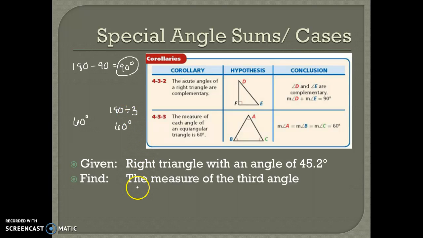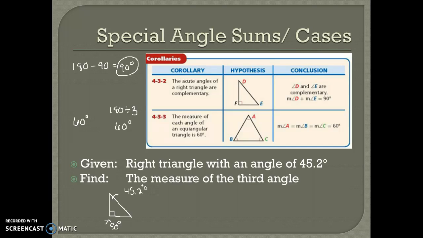We are given that we have a right triangle, so I can always sketch a picture. And remember, in geometry, it's always a good idea to sketch a picture. We have a right triangle, which means we know that this angle right here is already 90 degrees. We also know that one of the other angles, let's say it's the top angle, is 45.2 degrees. So the question is, find the measure of the third angle.